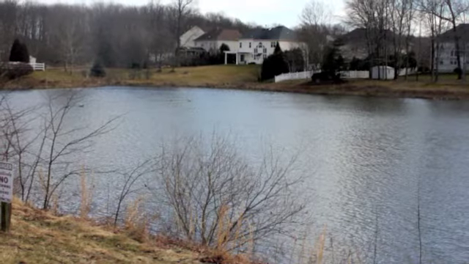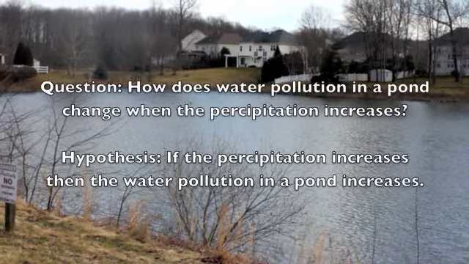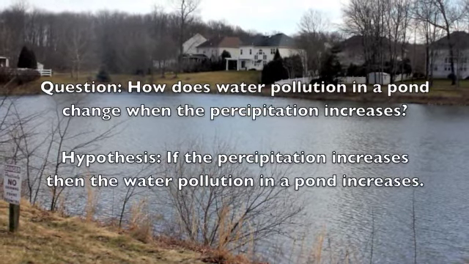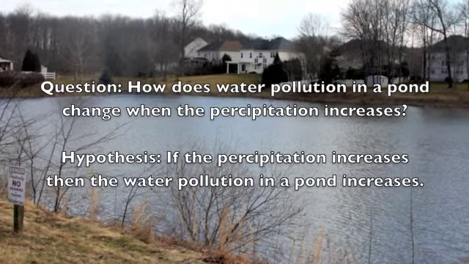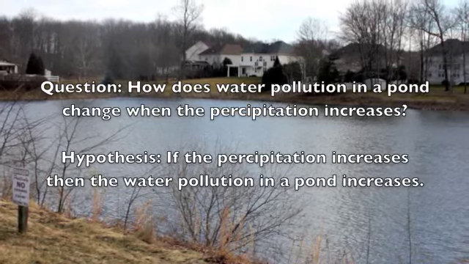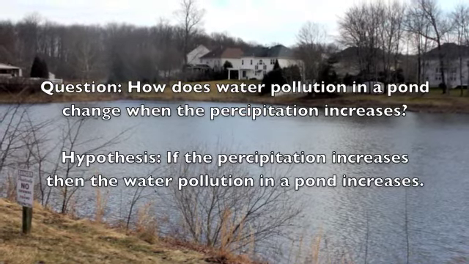The question for this experiment is, how did the water pollution in a pond change when the precipitation increases? And the hypothesis is, if the precipitation increases, then the water pollution in a pond increases.